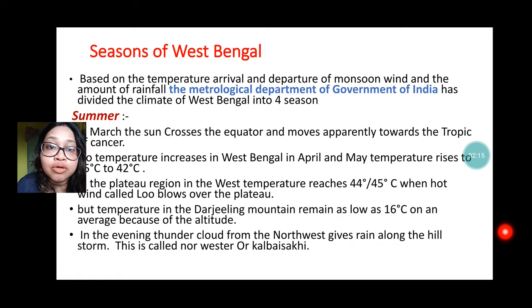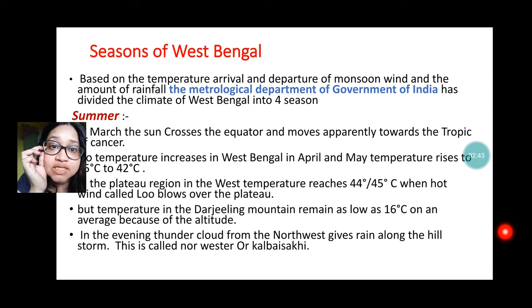Okay, next we will discuss the seasons of West Bengal. Based on temperature, the arrival and departure of the monsoon wind, and the amount of rainfall, the Meteorological Department of the Government of India divided the climate of West Bengal into four seasons. What are they? Summer, winter, rainy season and autumn season.